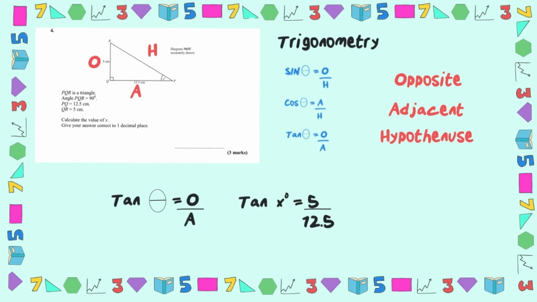Now what we need to do is solve for X. This is because we want to get X on its own. So it's kind of like algebra. We're trying to get X on its own, so we don't want the tan. What we have to do is take the tan to the other side of the formula. The opposite of tan is tan inverse.